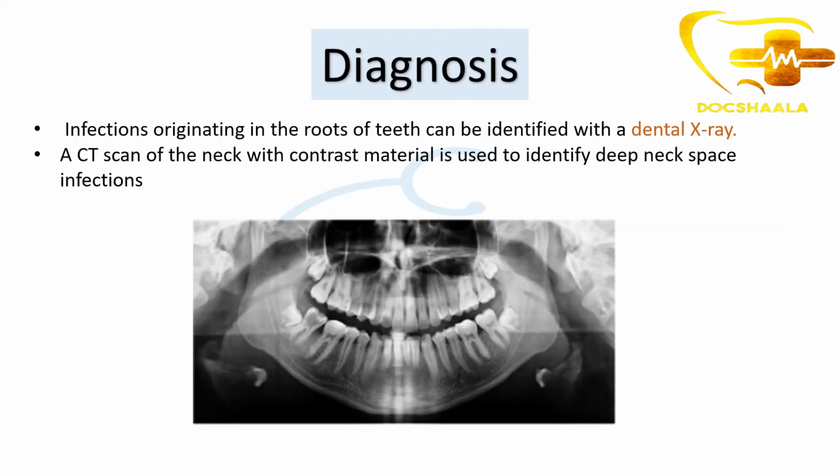Then you can see the OPG here, showing the involvement of the spaces of Ludwig's angina. Infection originating in the roots of the teeth can be identified with a dental x-ray. For diagnosis, we need a dental x-ray, and a CT scan of the neck with contrast material is used to identify deep neck space infection. If it is spreading more, you can go for a CT scan, but mostly with the dental x-ray and clinical signs only, you can easily identify this.